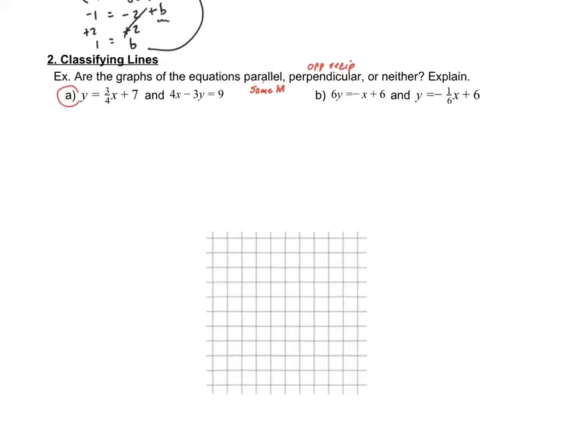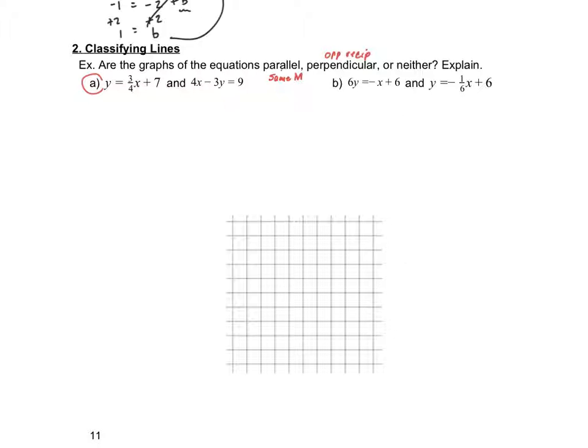So, coming back down to classifying these lines, I have two lines, and they are not in the same form. I have first y equals 3/4x plus 7, and 4x minus 3y equals 9. And in order to figure out if my slopes are the same, I need to get them to where I can read the slope easily. So I'm going to convert this second equation into slope-intercept form, and I'm going to do that by isolating the variable y, so it is y equals.